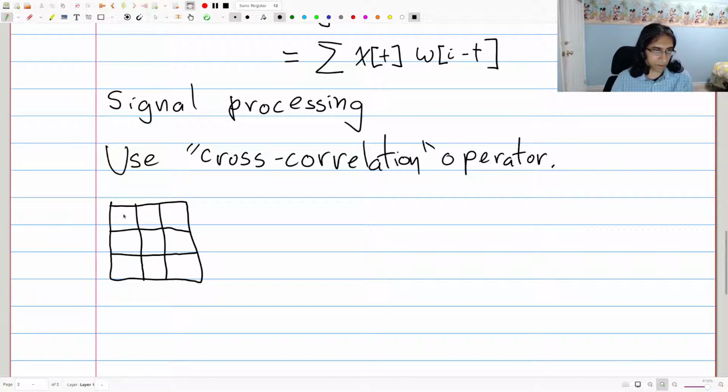So for example, here is an example of an image. It's a little bit of a caricature, but something like this. So this is, say, our input. So this is our picture or image that we're looking at.